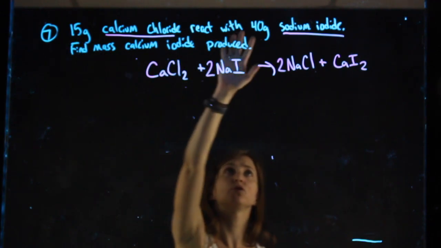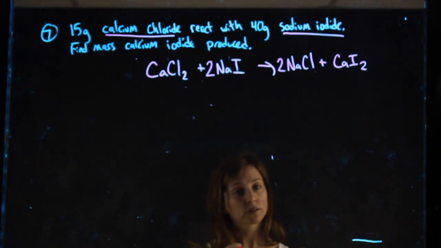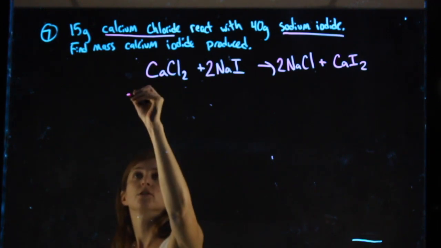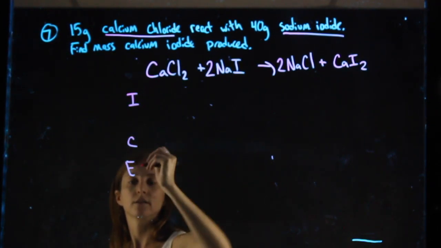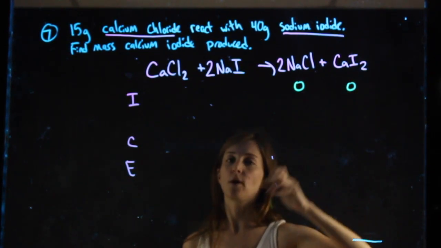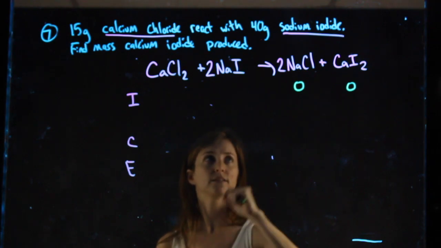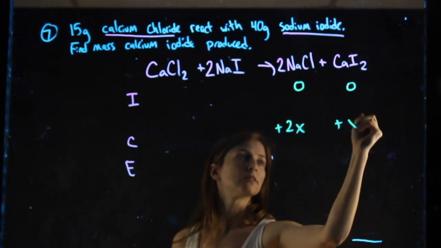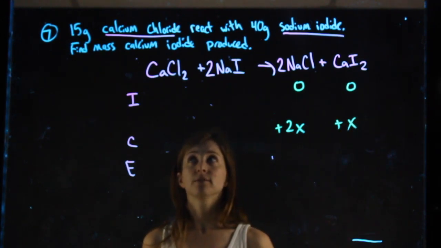Now, I have grams of 2 different things, which means I can find moles of 2 different things, which means this is a limiting reactant problem. So I need to do a nice chart. Right off the bat, I can make these zeros because we don't have any products before the reaction begins, and they are going to increase with their coefficients over the course of the reaction.